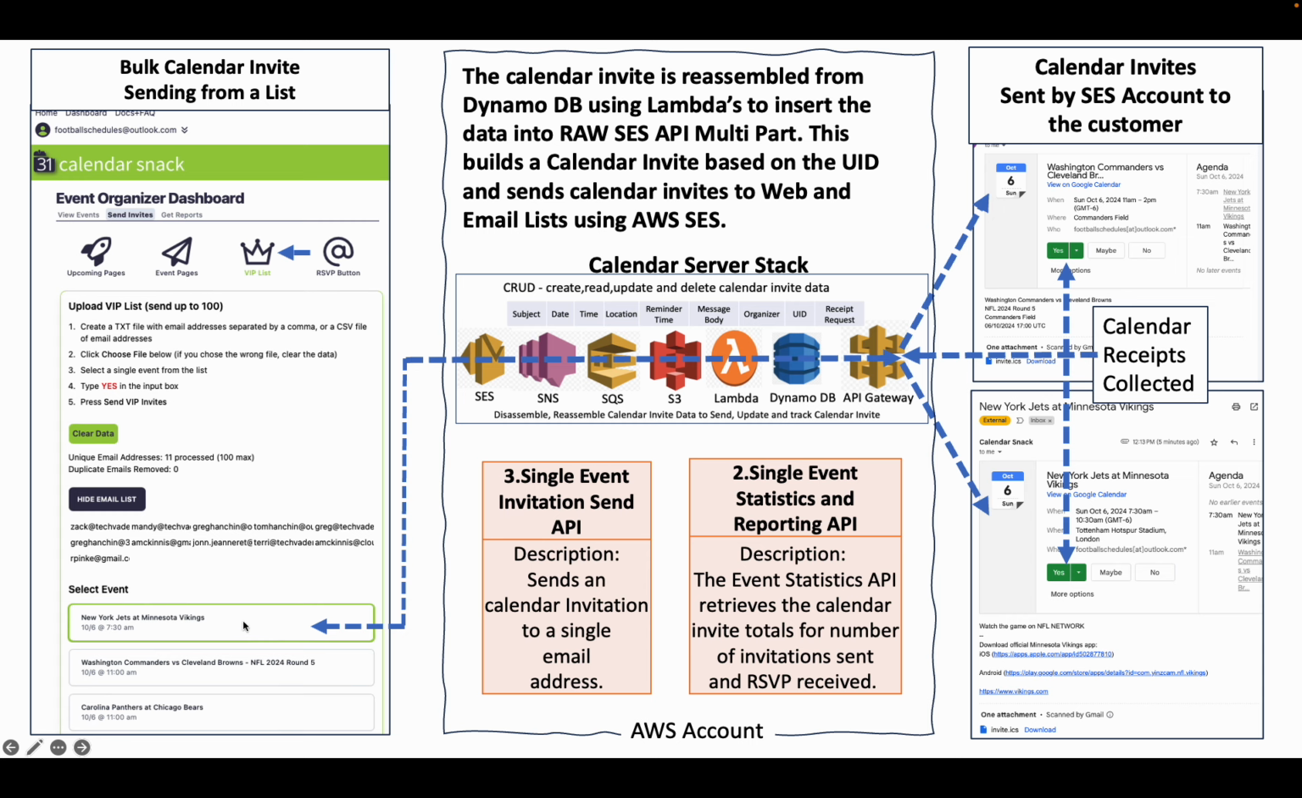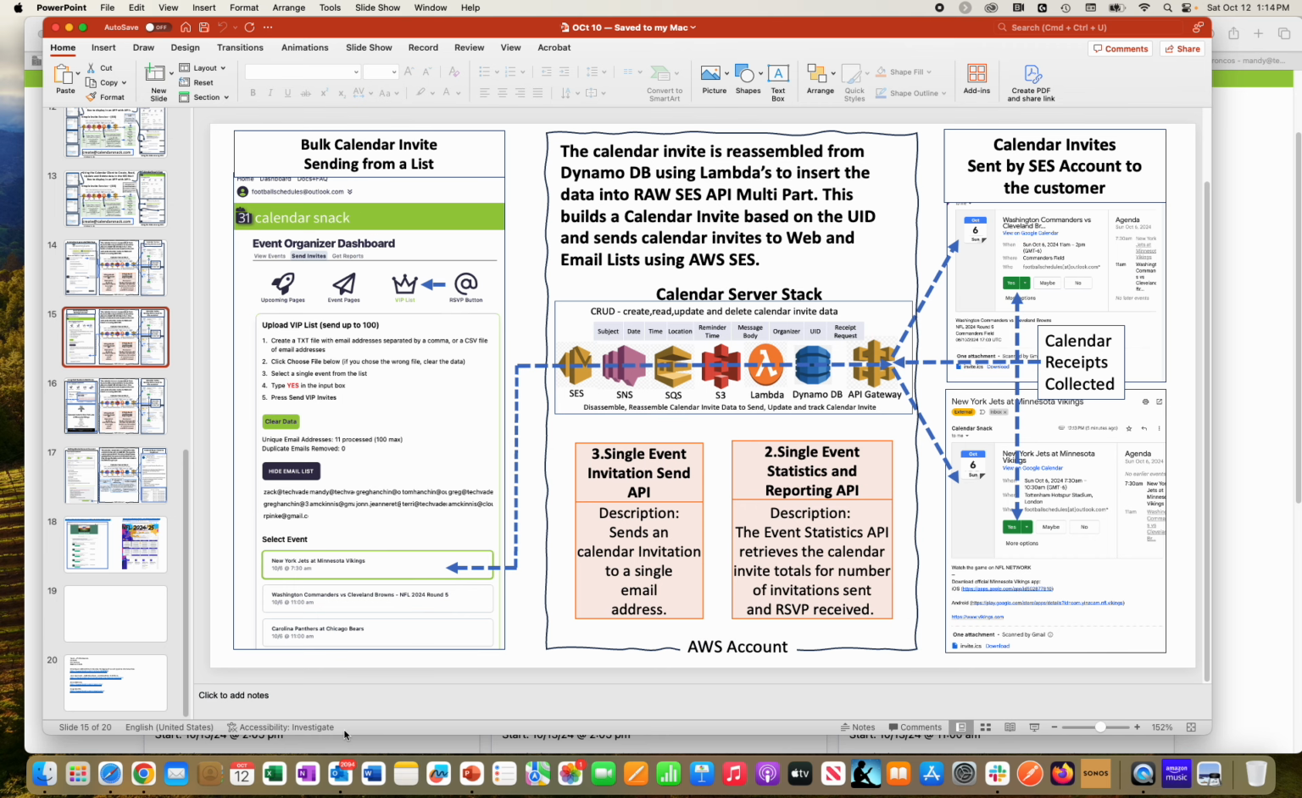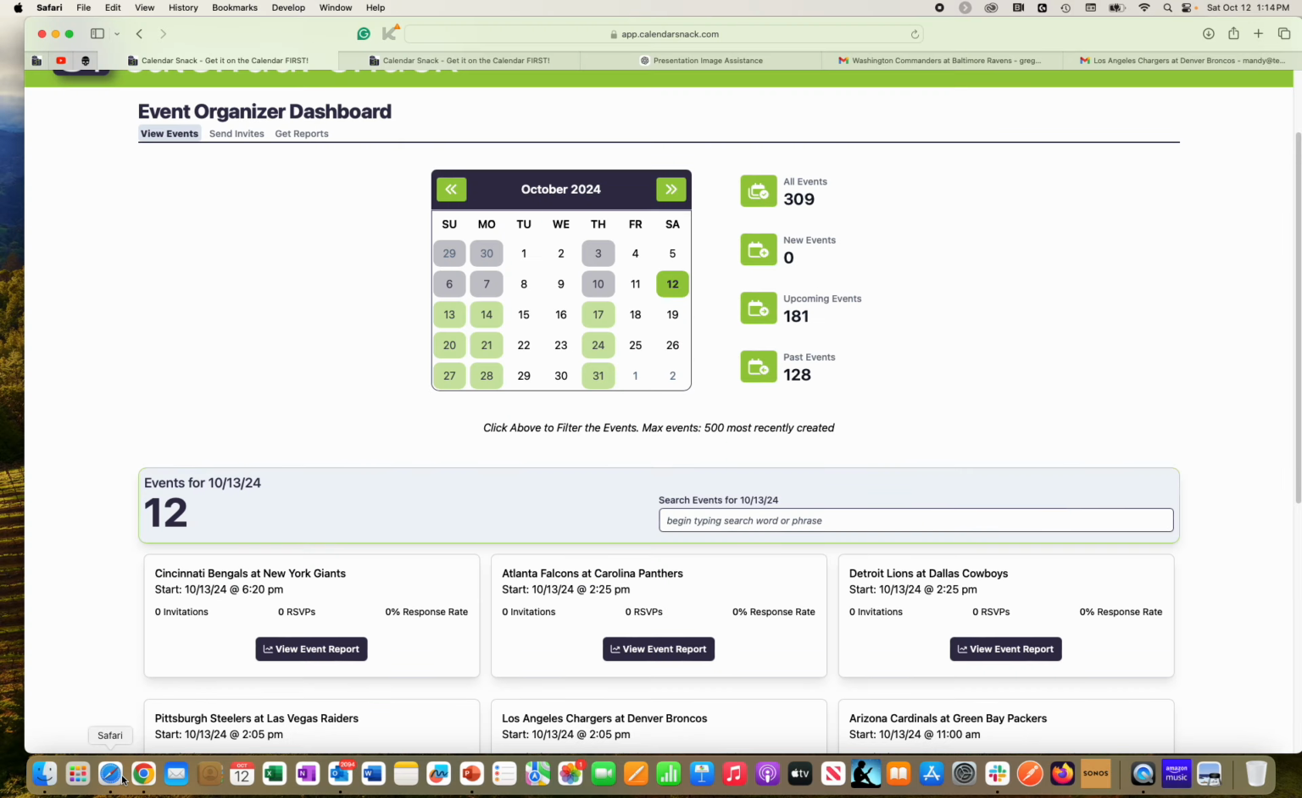So I'm going to pick out a game in the bulk interface. In the bulk interface, I'm going to send a command via the UI. It's going to go in and reassemble a calendar invite that's stored in the Dynamo database, and it's actually going to send it out. API number 3 is a single event invitation calendar invite send, and it sends to a single email address a calendar invite that's stored on our calendar server. So that's the end of the technical stuff.